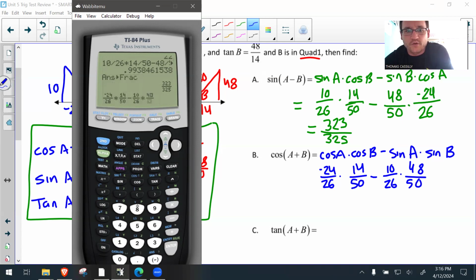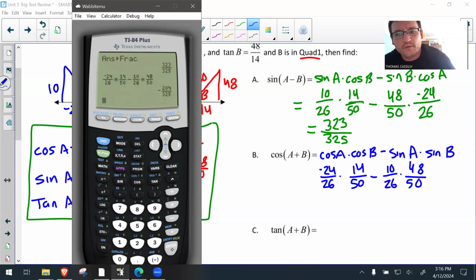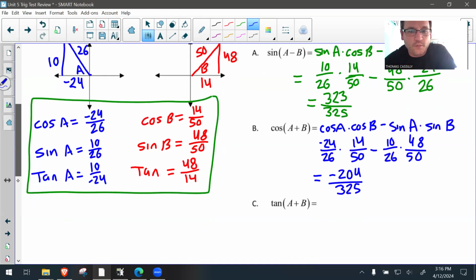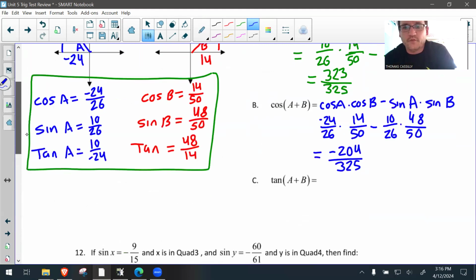The nice thing about doing it this way, I guess, is that it'll give it to you as a fraction, right? So if I press enter, it automatically gives us that reduced fraction. So negative 204. And there we have it. All right, we'll do one more here. The one in the video.